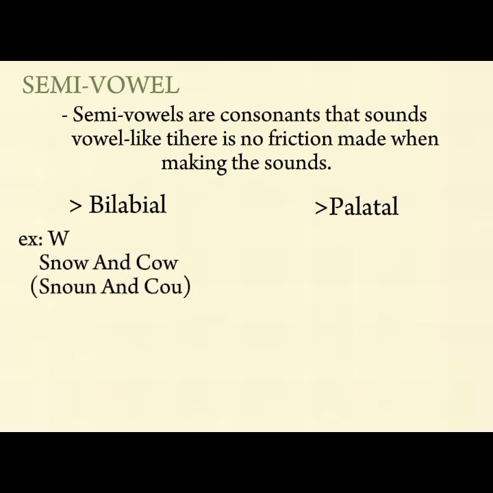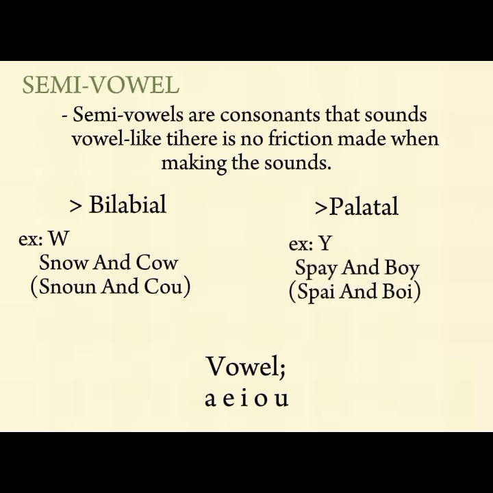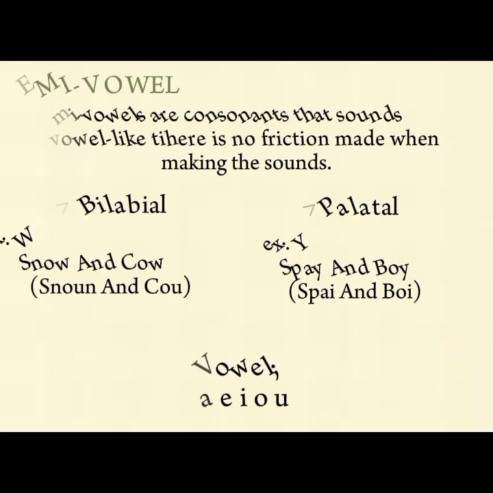For example, the snow and cow. Mapapansin nyo, ang dulo ng snow and cow is parang nagiging U na siya. So, sa vowel natin is meron tayong A, E, I, O, U. So, yung similar ng W is U. Sa palatal naman, merong example ay ang Y. So, we have the spy and boy. So, mapapansin natin, ang dulo ng spy and boy ay parang nagiging I na siya. Kaya, ang similar ng Y is ang E.